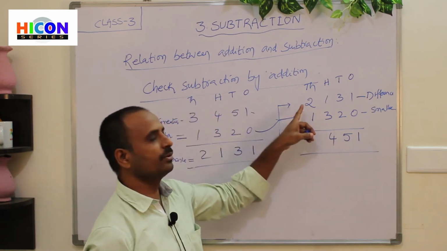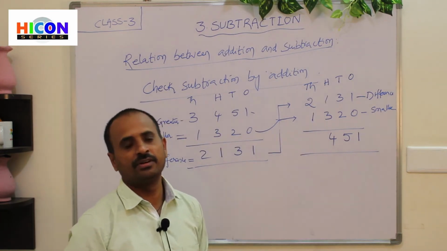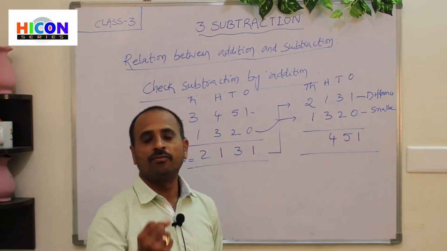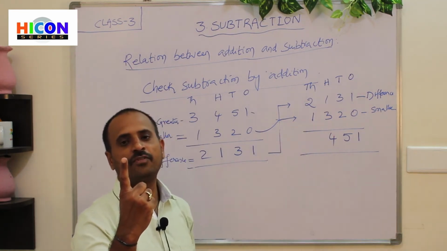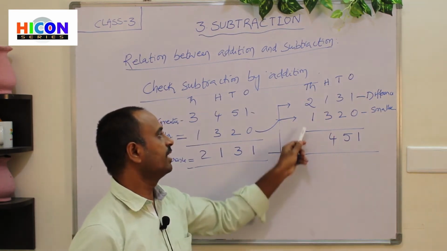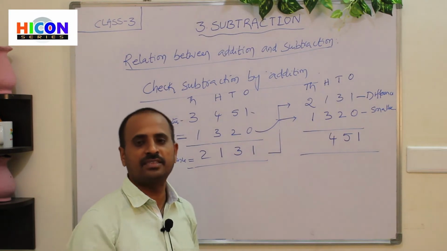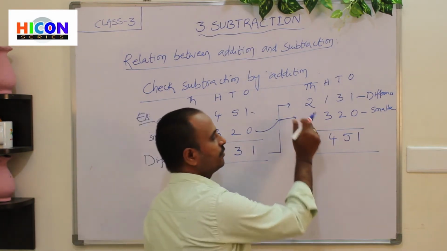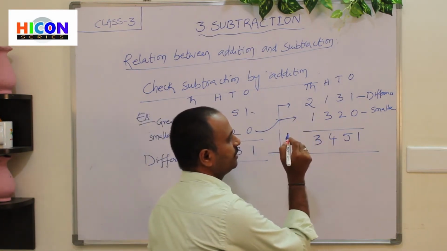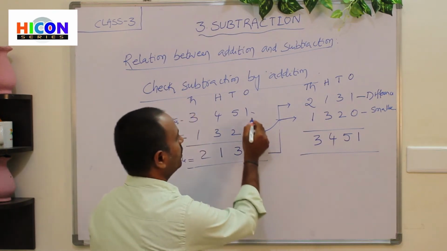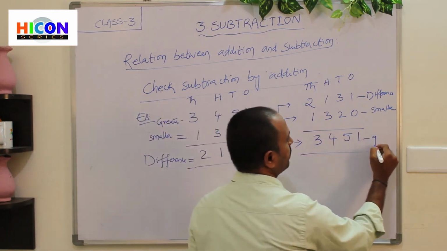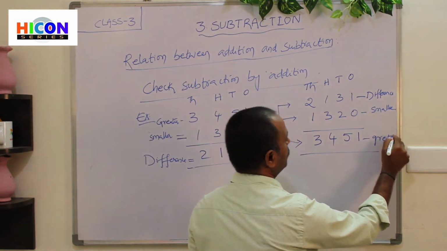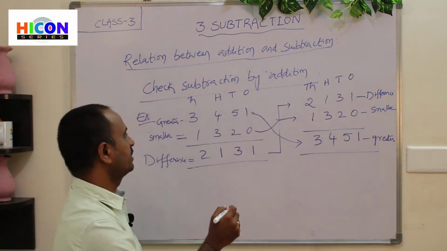What is the first number? 2. What is the second number? 1. So open 1 finger and start counting from the first number. That is, after 2 we will get 3. That means if we add 1 to any number, we will get its successor. What is the successor of 2? 3. So write 3. So what will we get? We have got the greater number. So now our subtraction is correct.